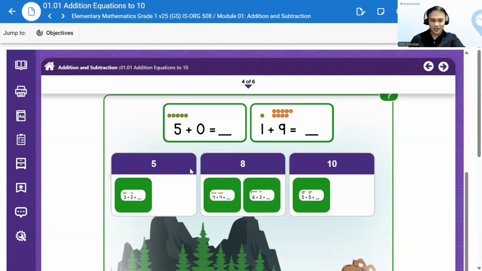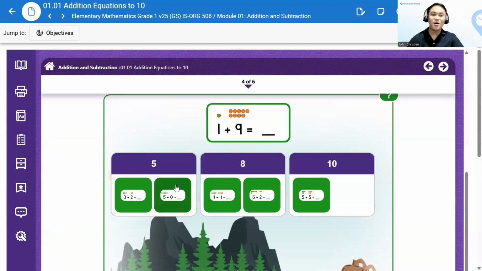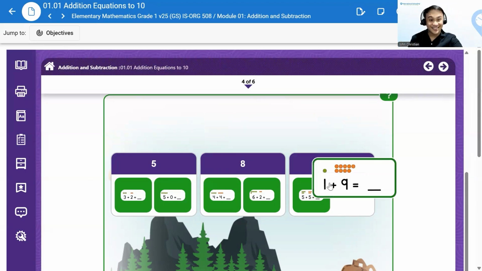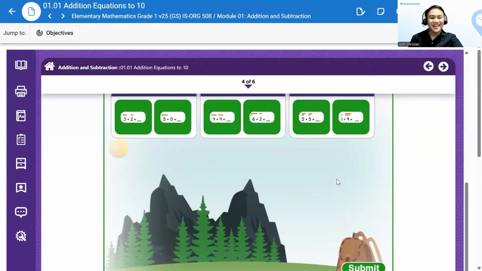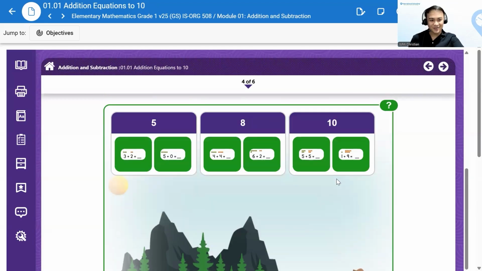How about 5 plus 0? What do you think is the correct answer? 5 plus nothing is equal to... Very good. It's equal to 5. How about the last one? What is 1 plus 9? 1 plus 9 equals... Where should we start counting? Very good. If we're going to use the count-on strategy, we're going to start from 9. 9, 10. Very good. The answer is 10. Now, let's see if our answers are correct.